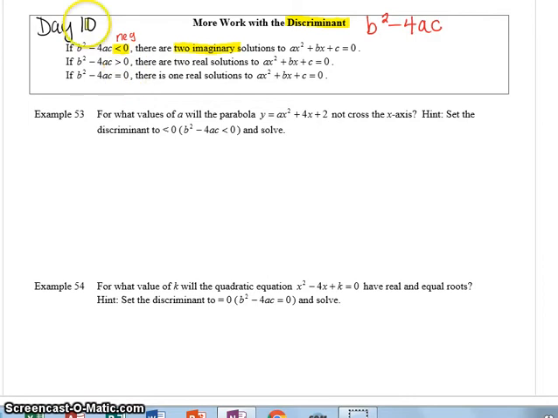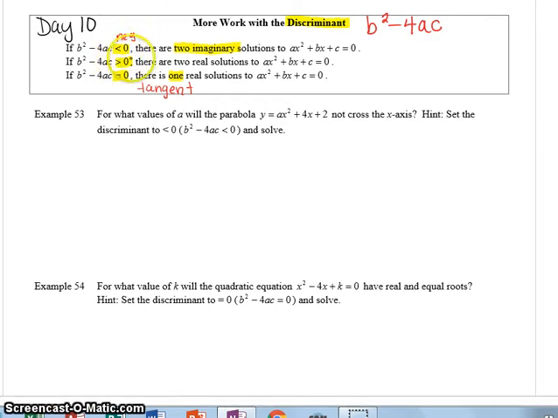And then we talked about, well, what happens if it's exactly equal to 0? There's one real solution. That's when it was tangent. So the parabola only intersected the x-axis one time. That was case 2.